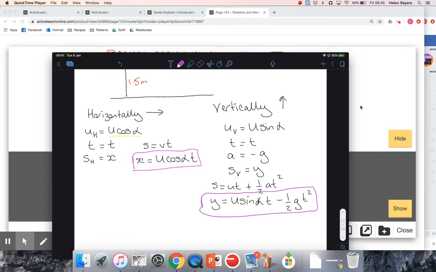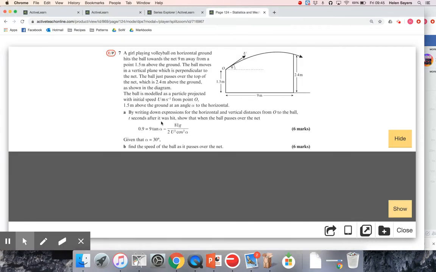Okay, so that's what it asked me to do. So this question is actually a bit nicer than some of the previous ones because it did give me a hint in how to get started.